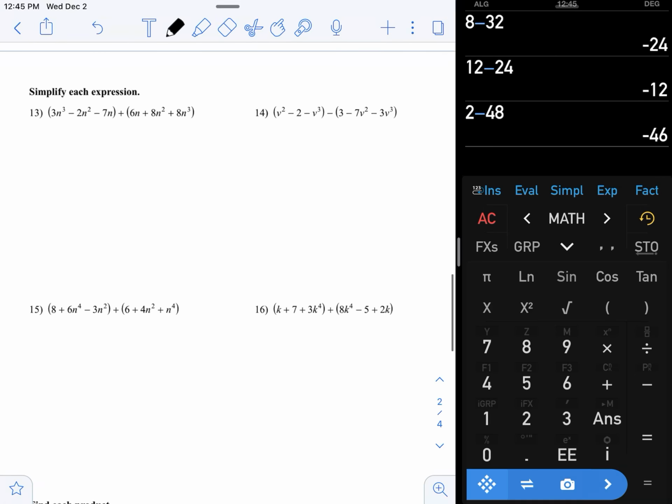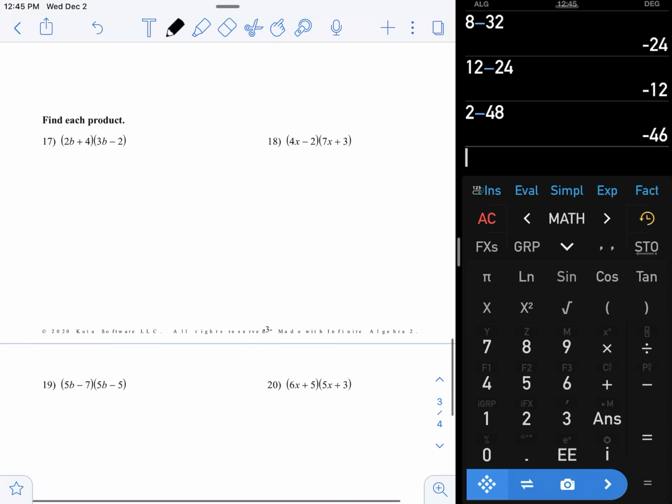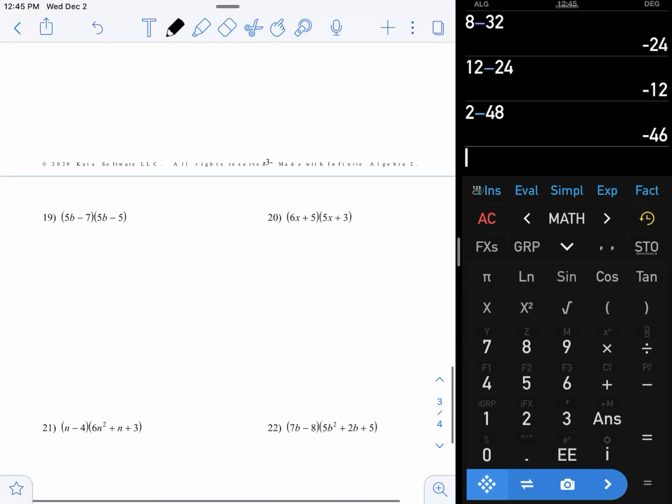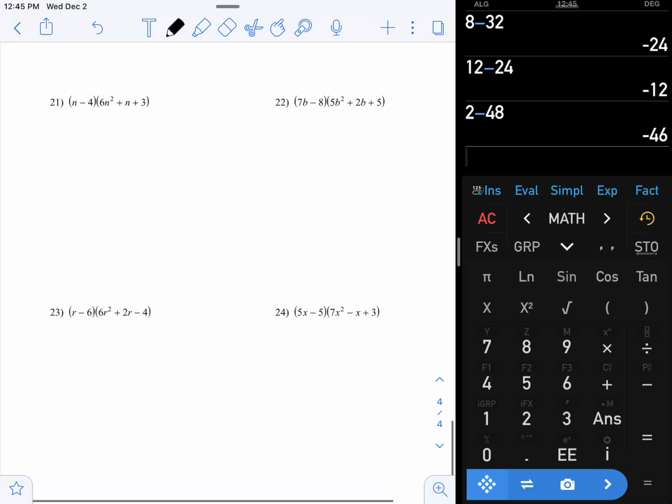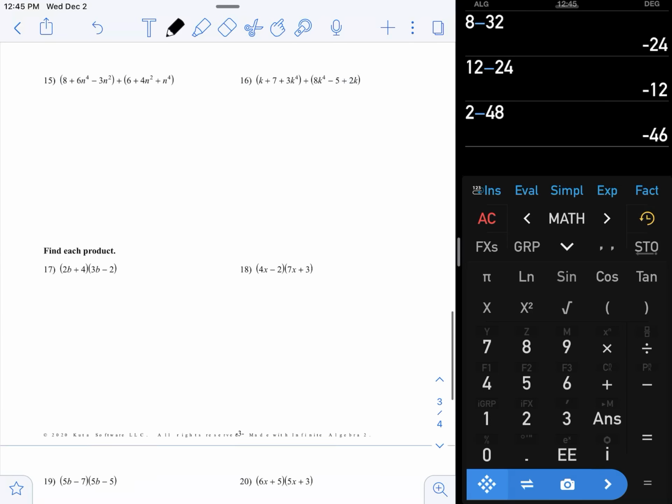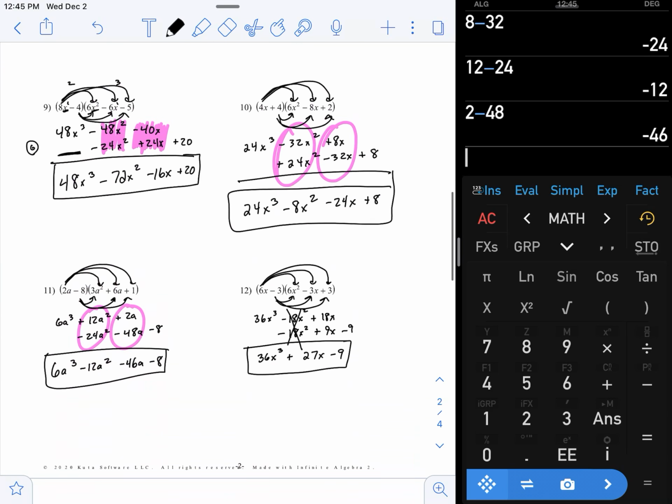Okay. So 4 add and subtract, 4 multiply with binomials, and then 4 multiply with trinomials. That's your assignment. Okay. Let me know if you have any questions.